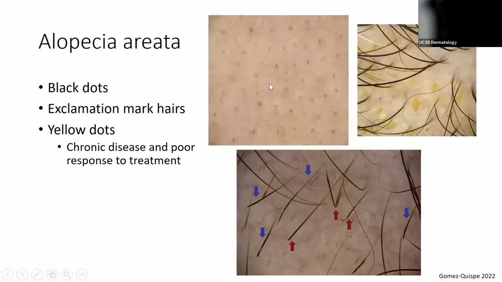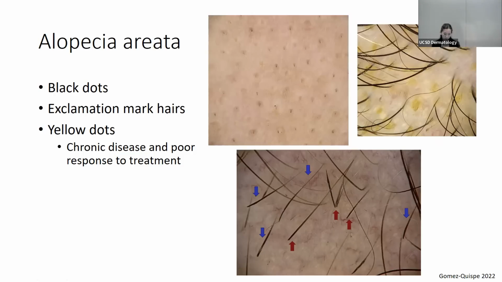Alopecia areata, you see black dots, you see these classic exclamation mark hairs where they're wide at the end and then they taper down as they go into the skin. And then yellow dots, sometimes you can see that's more chronic disease and it might suggest actually a worse response to treatment.